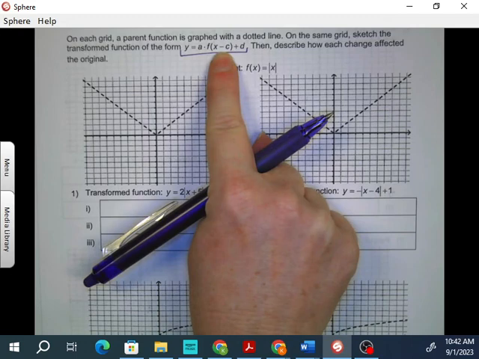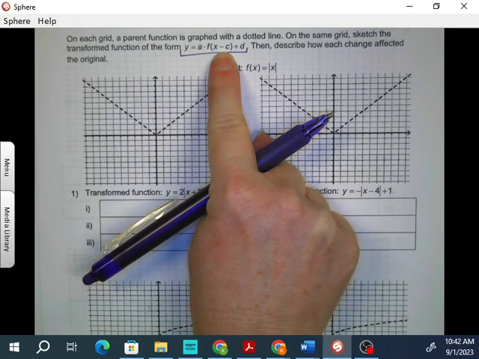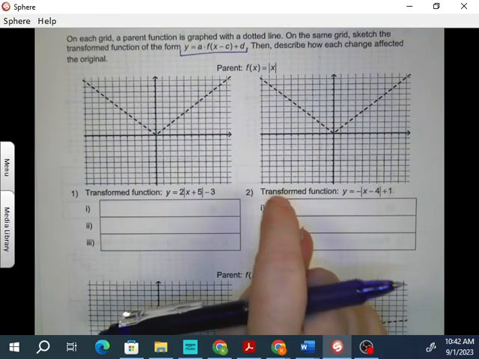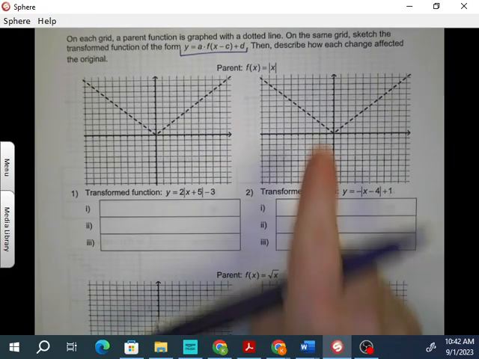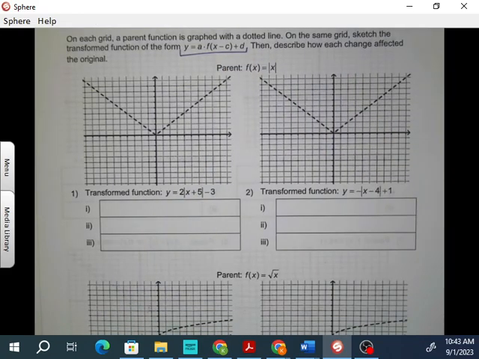Remember, x is a liar, so anything that looks like it's inside with x is going to go backwards of what you think. So if it says minus, it's going right. And then there's plus d at the end. That's a shift up and down.